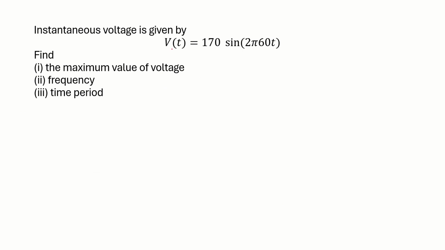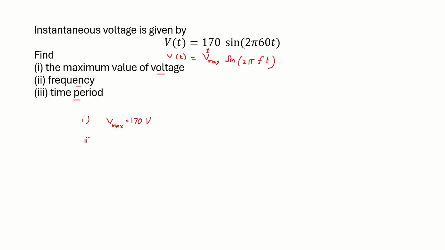Equation is given: V of t equal to 170 sin 2 pi 60 t. We have to calculate the maximum voltage, the frequency and the time period. So, compare the given equation with our standard equation, that is V of t equal to V max sin 2 pi f t. Maximum voltage, it is very clear, the maximum voltage is here. So, first one, the answer is V max equal to 170 volts.